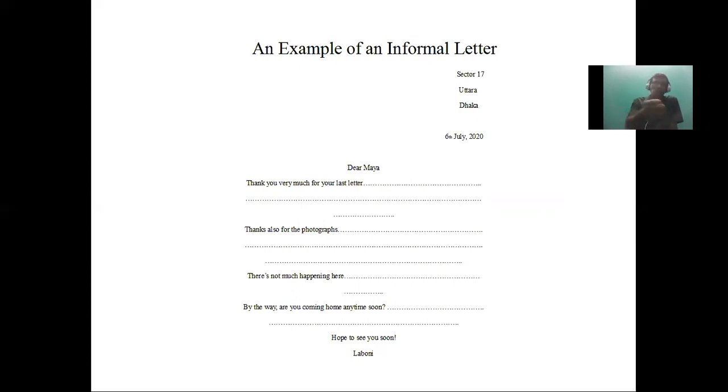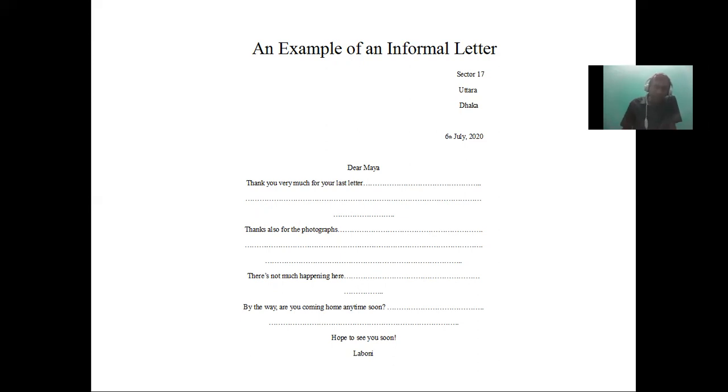Then comes the salutation, that is Dear Maya. Sorry, it has come to the middle, but it should come to the left. Then there are, I believe, four paragraphs. In the first, I have written, thank you very much for your last letter. Then thanks also for the photographs. Maybe he has sent some photographs. You have written in the second paragraph, there is not much happening here.